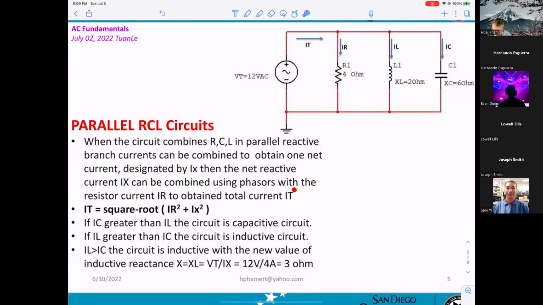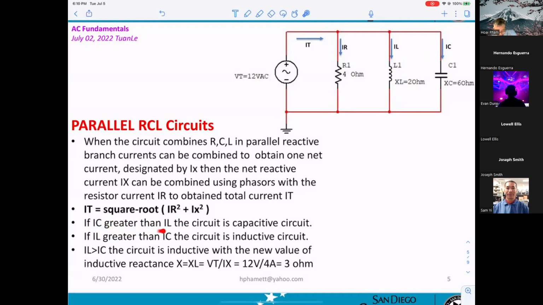So the first thing you need to do is convert this circuitry to either RL parallel or RC parallel. The first thing you have to do is calculate the current going to the capacitor and the current going to the inductor. If current IL is higher than IC, the net circuitry will be inductive. If IC is higher than IL, the net circuitry will be capacitive. That's what we explained to you here.